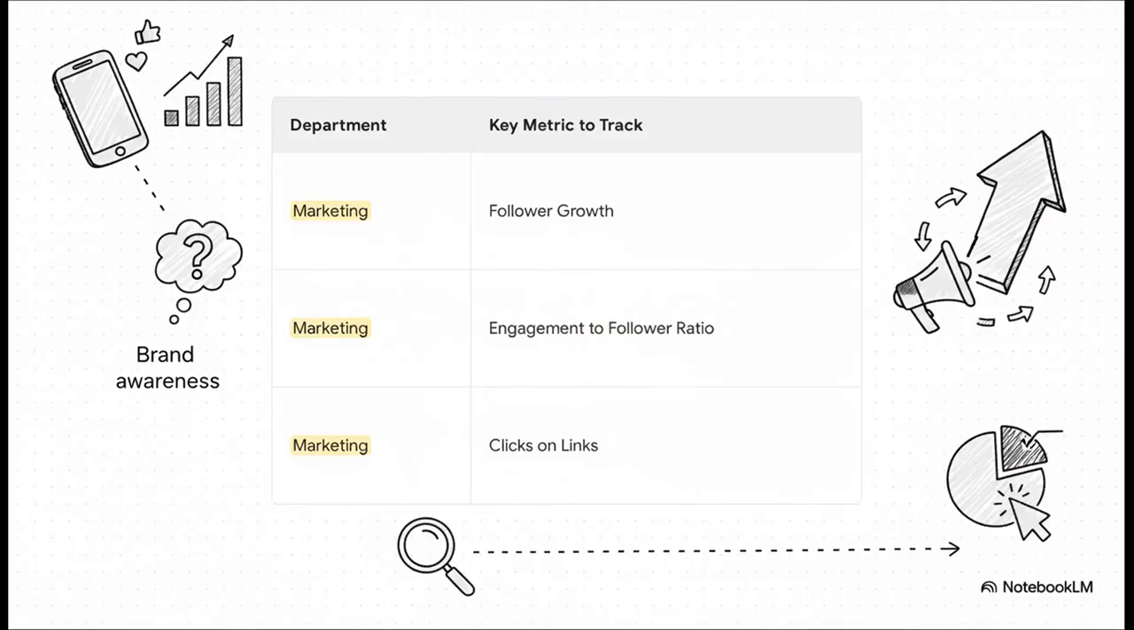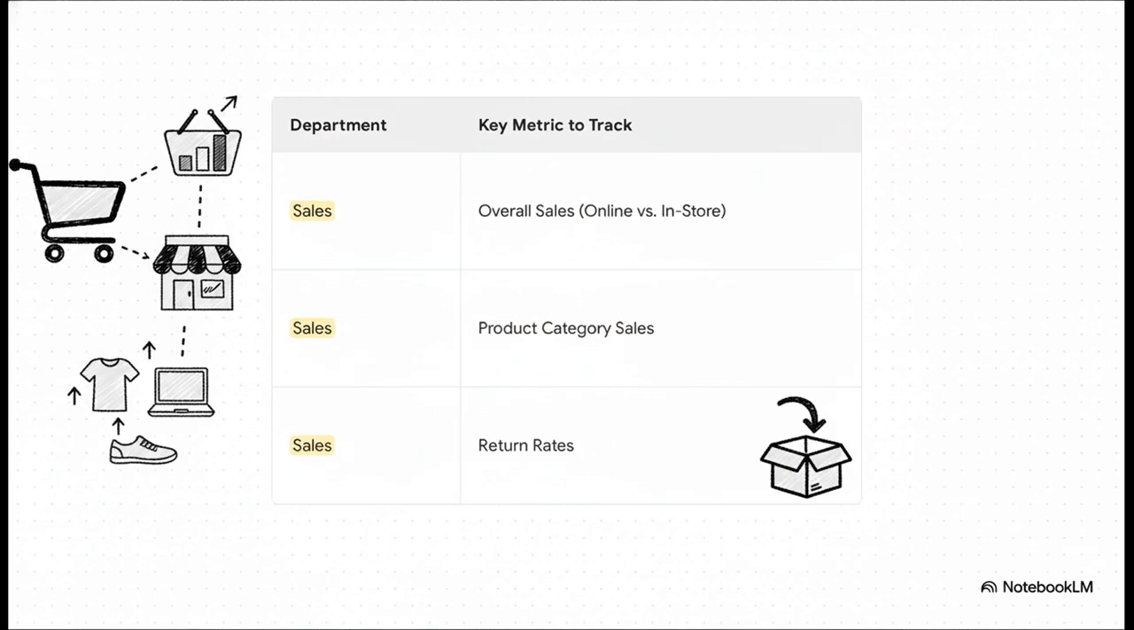So let's look at a real example. Say you've got a social media marketing team. They're trying to figure out brand awareness. What do they track? Things like follower growth, the engagement to follower ratio, link clicks. These metrics directly answer the question, is our stuff actually resonating with people? But for a retail sales team, the questions are totally different. They need to see a breakdown of online versus in-store sales. They want to know which product categories are selling and what the return rates are. See? The metrics are completely tailored to their specific goals.